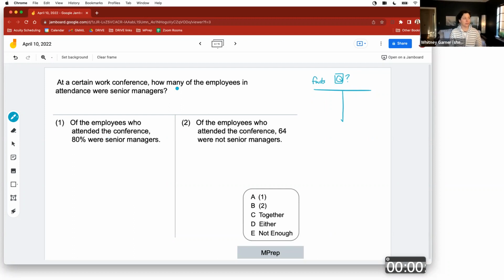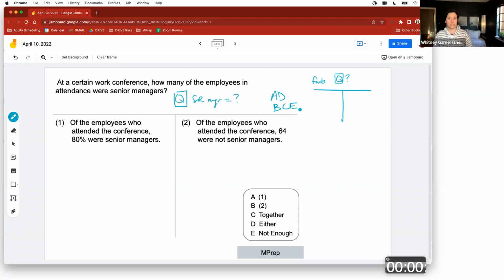No upfront facts given. At the conference, how many were senior managers? So no facts. But I do have a question. My question is, how many senior managers? And I'll put a little question mark. I always put a Q with a big box around it so I know which part is the question and what part has the extra information. And then again, I'm going to start with statement 1, so I'll write down ADBCE.